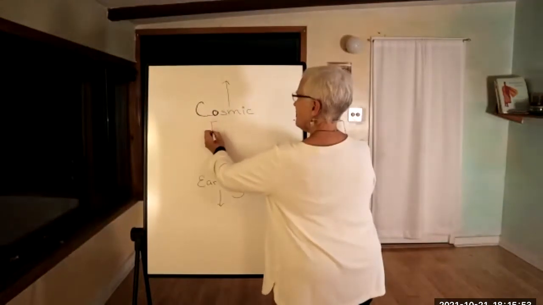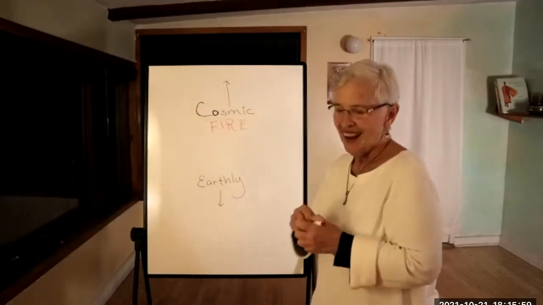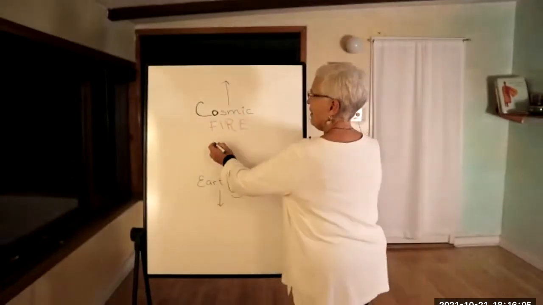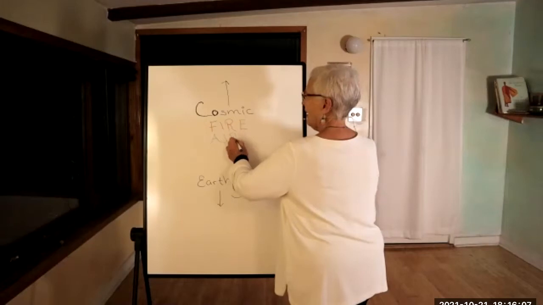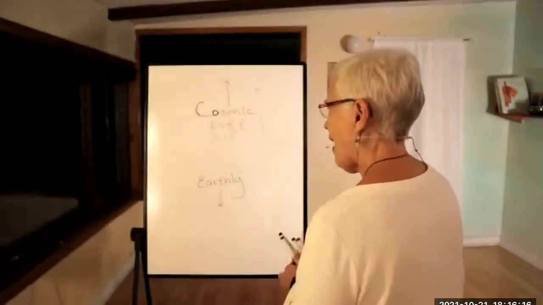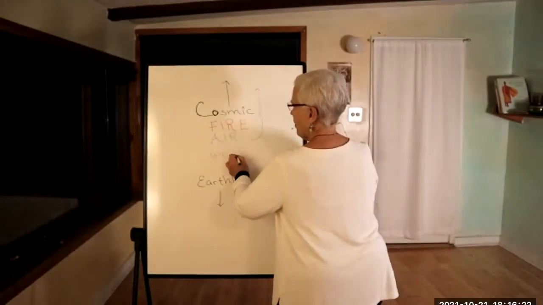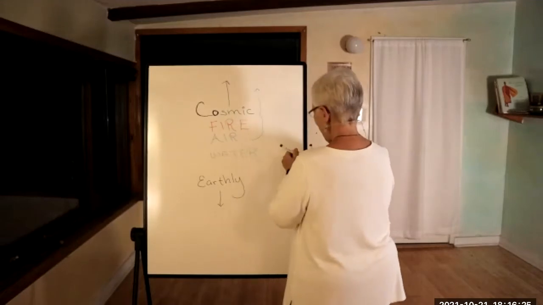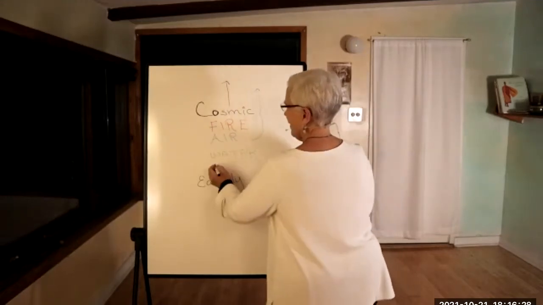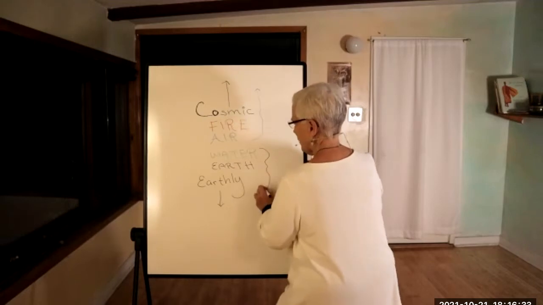And ascending elements include, of course, fire. And what else? You must know the answer. The other one that ascends is air. These are rising. And then we have the descending elements that are more heavy, so to speak. And those are, you will know, water and earth. They're going down.